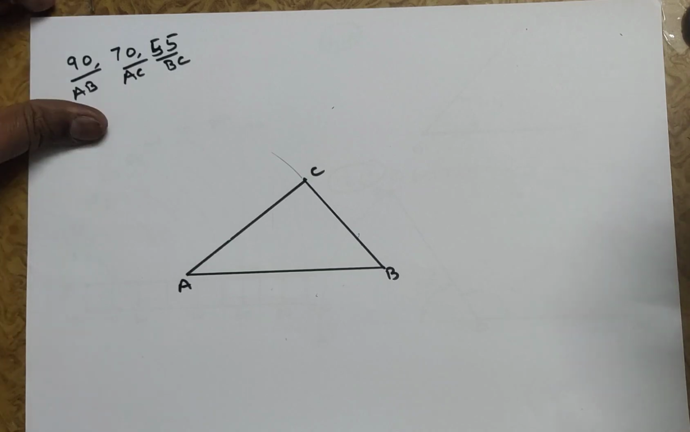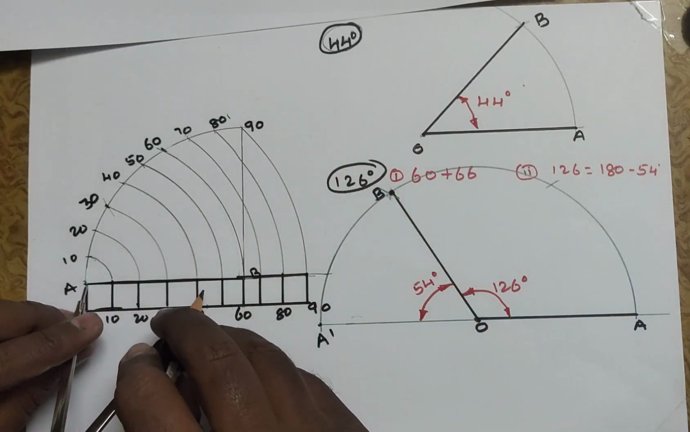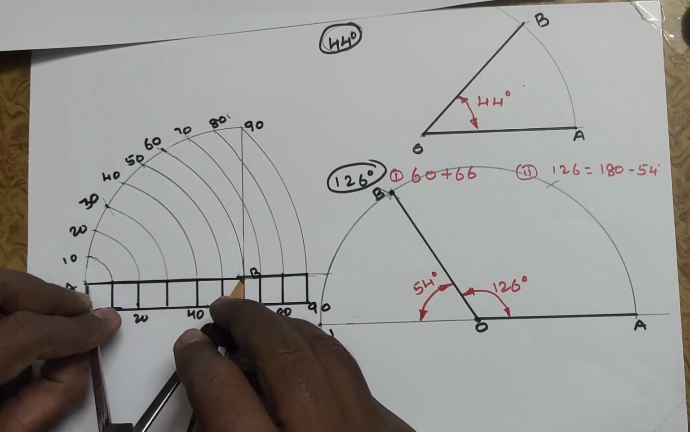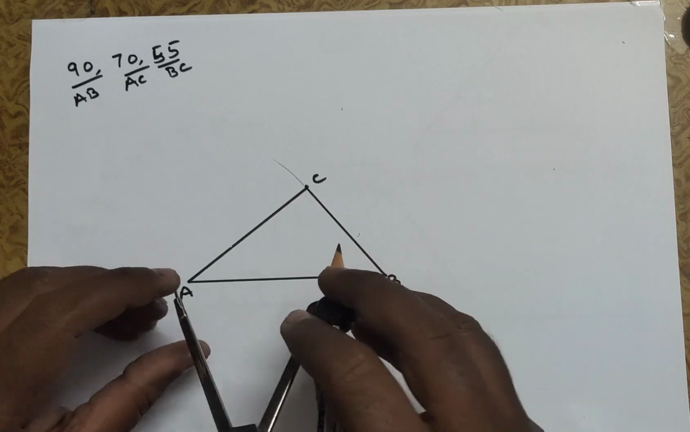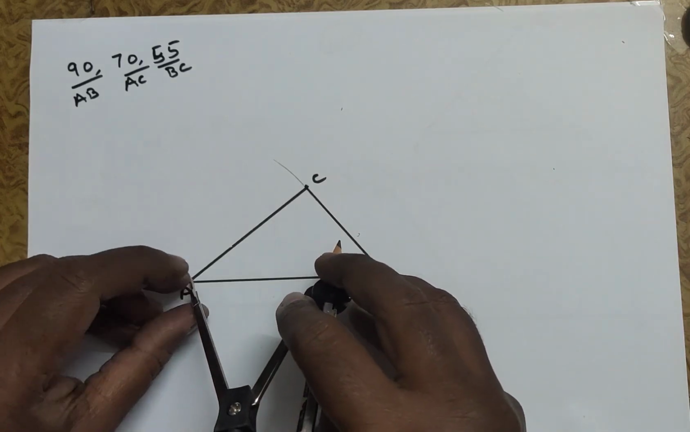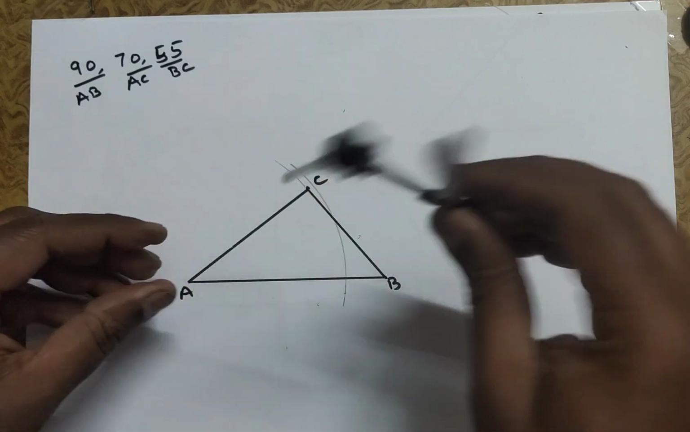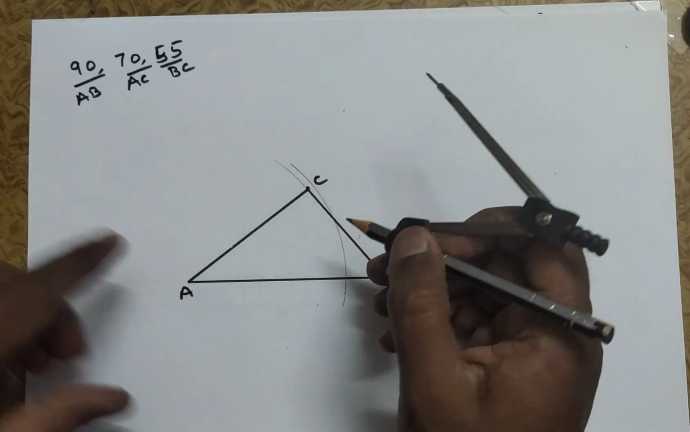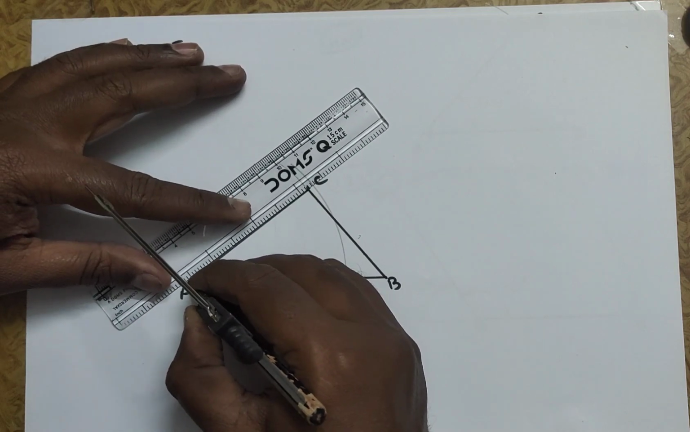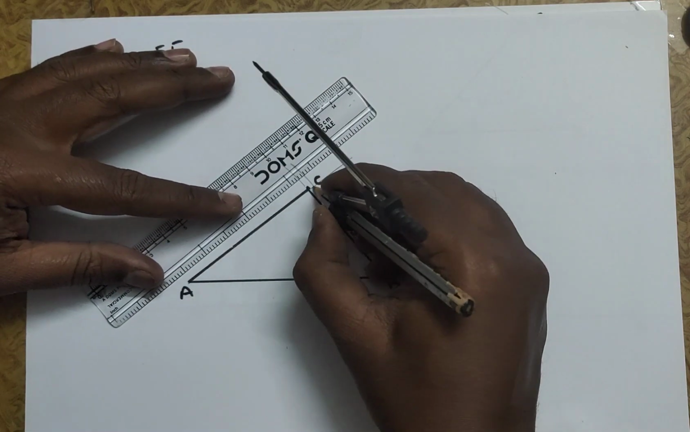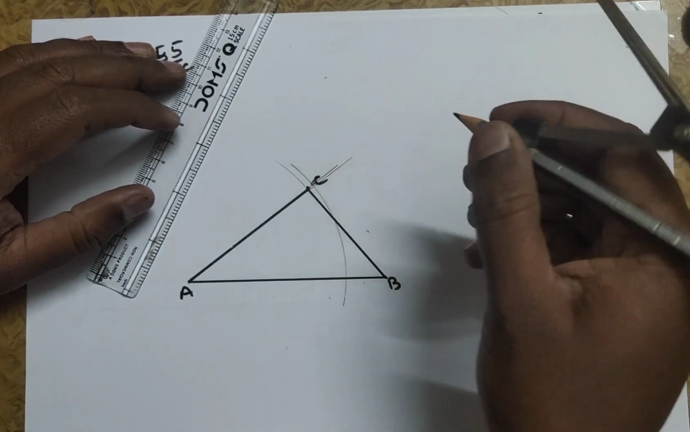First and foremost, we have to take A60 as radius. What is the radius? A60 or AB, both are the same. With A as center, draw the arc on the two lines. It touches the AB line, but what about the AC line? It is not touching, so extend this AC line. So it is here.